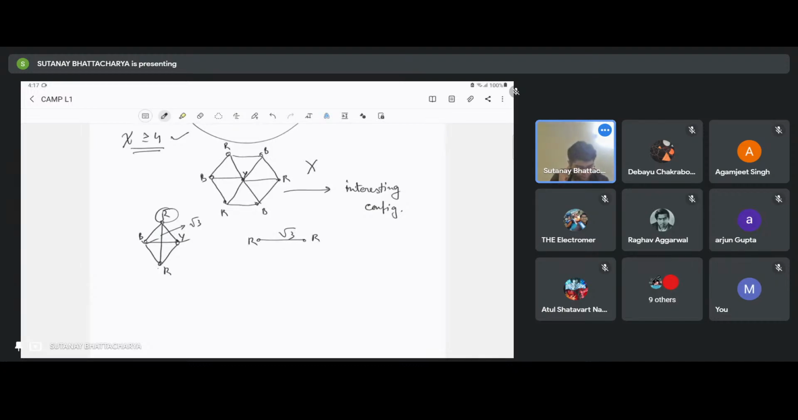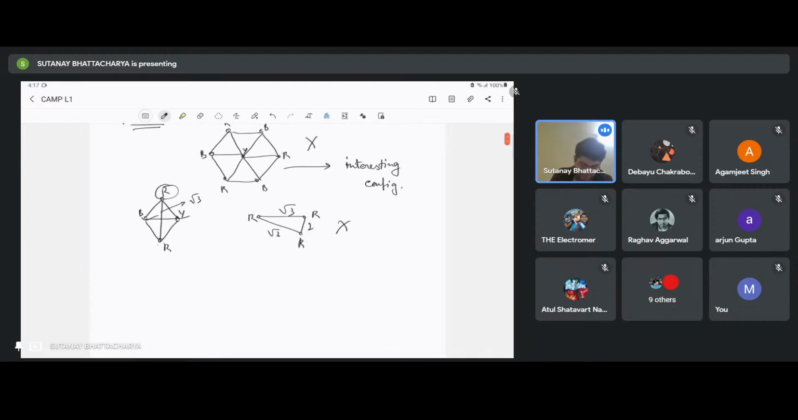How does that give a contradiction? Triangle with sides root 3, root 3, 1. Correct. Yeah, I'm gonna make you guys work a little bit. Anyway, so yeah, this is a contradiction.